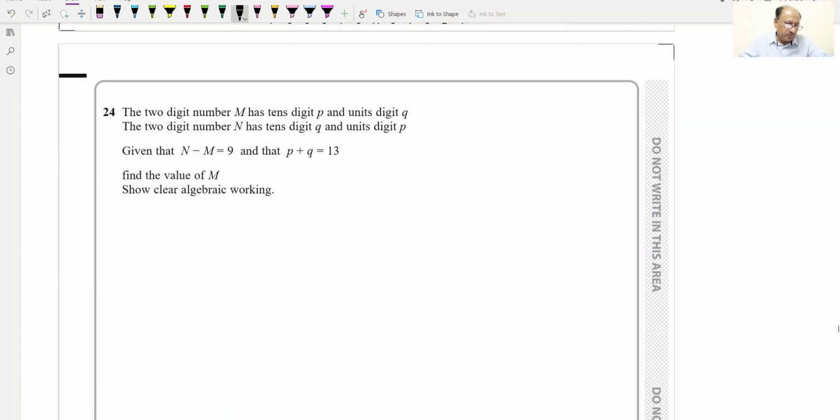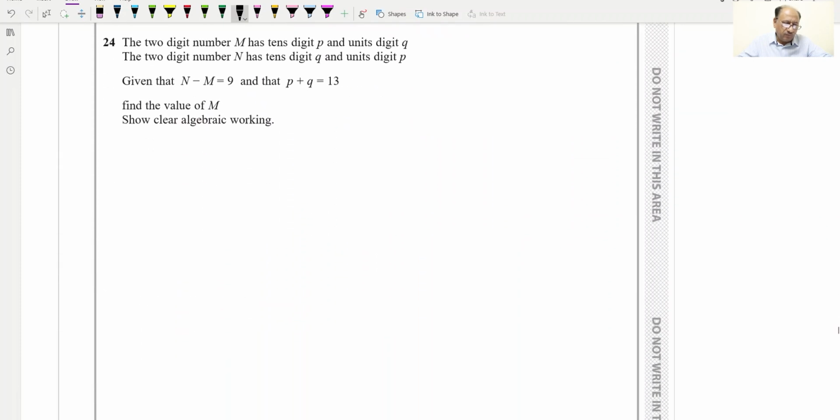Hopefully you understood this. Now question number 24 is a little tricky but not difficult. The two-digit number M has tens digit P and units digit Q. So if we want to write M, we can write M is equal to 10 times P plus Q.